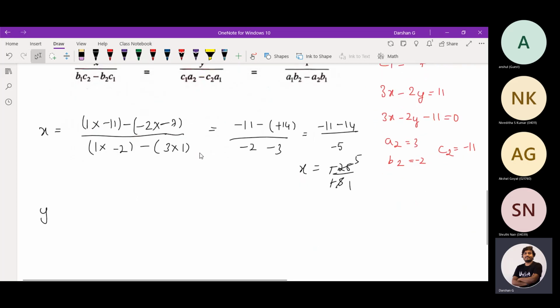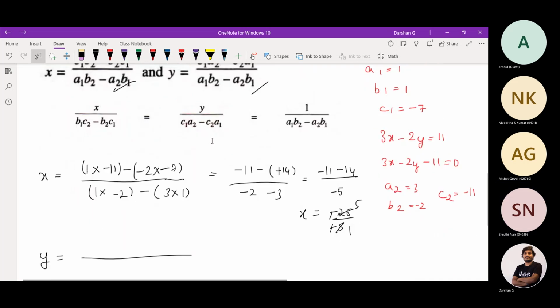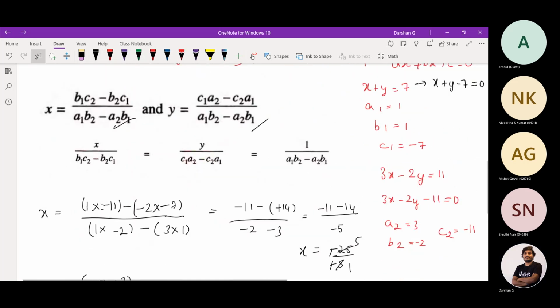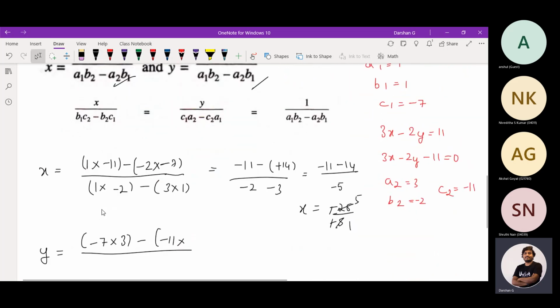Now I think Shruti will help me do this. Shruti, equation C1 A2, C2 A1. You there? C1 is minus 7. A2 is 3. Minus C2 is minus 11. You have to just put those values. That's it. And A1 is 1. And the down part, I'm not even calculating. I'm just simply writing it as minus 5. So it is minus 21 plus 11 plus 11.